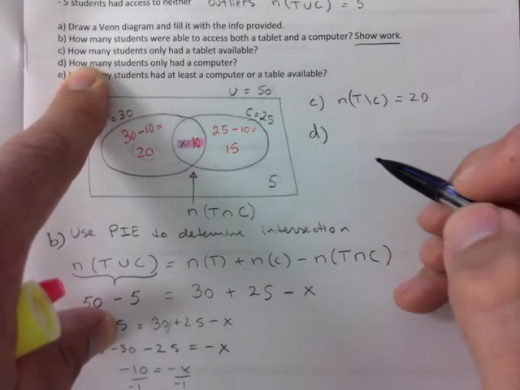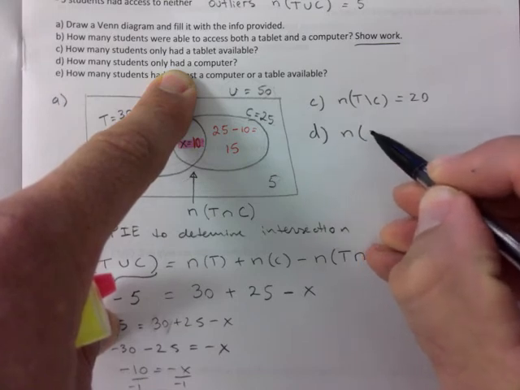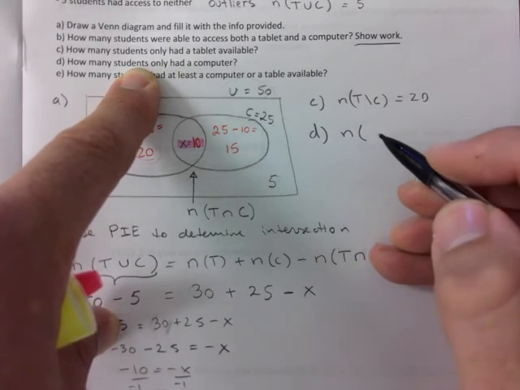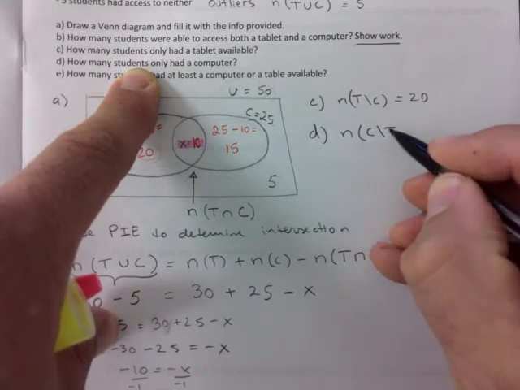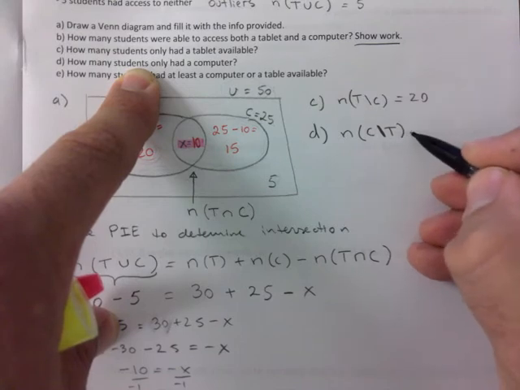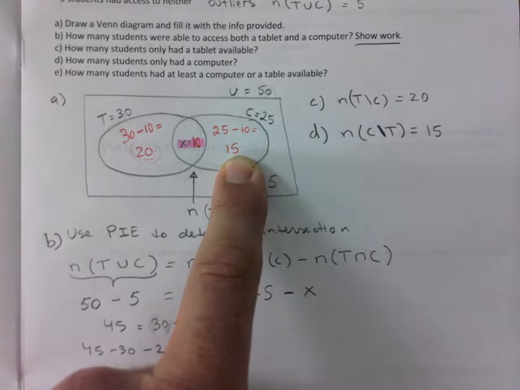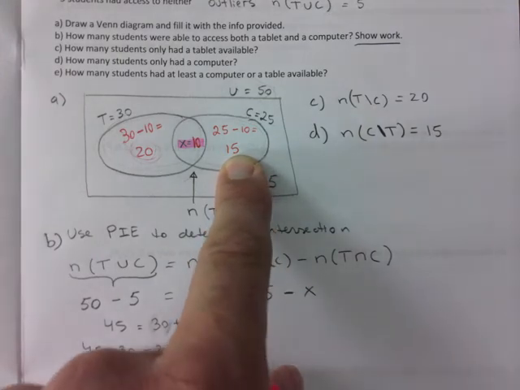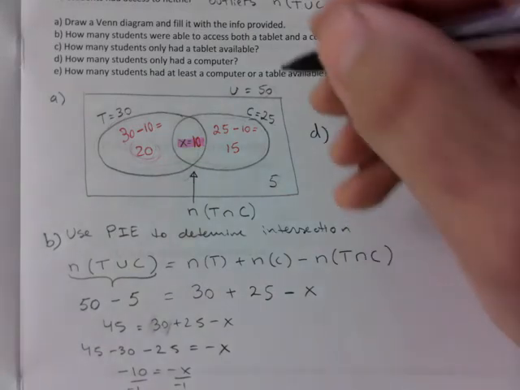D, how many students only had a computer? So the number of students, or I mixed up students and homes, I know, but that's okay. Computers, but not a tablet, and it's like a backwards slash, okay? I go over here and it's the 15. 15. Okay. And E is asking how many students had at least a computer or a tablet available.